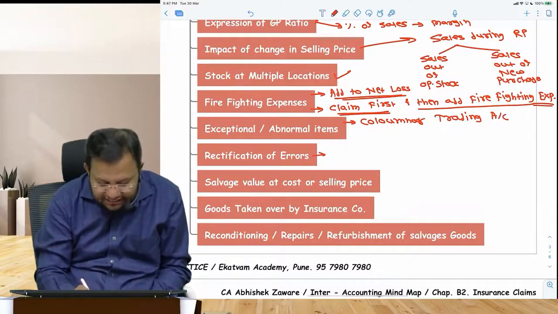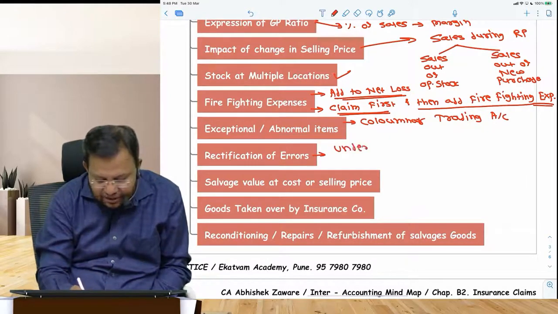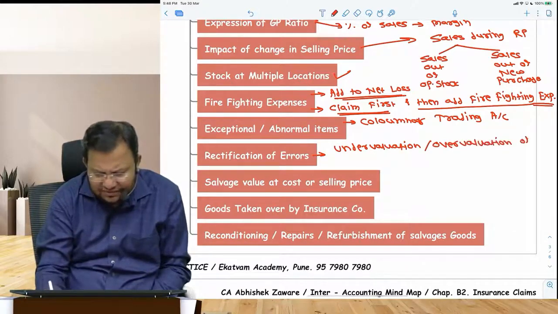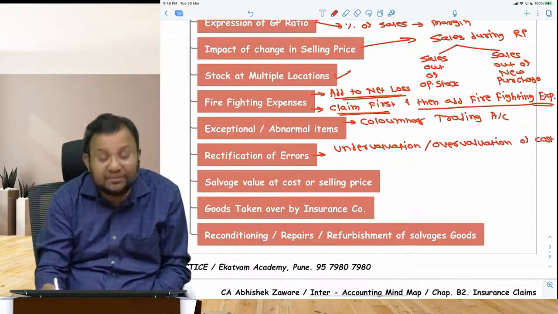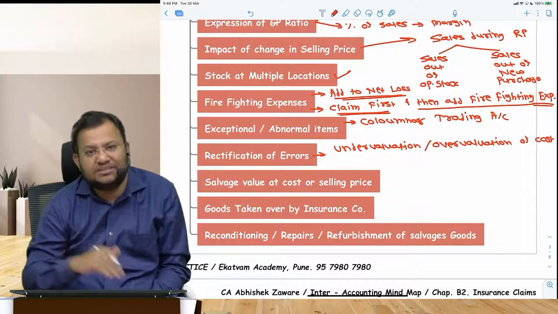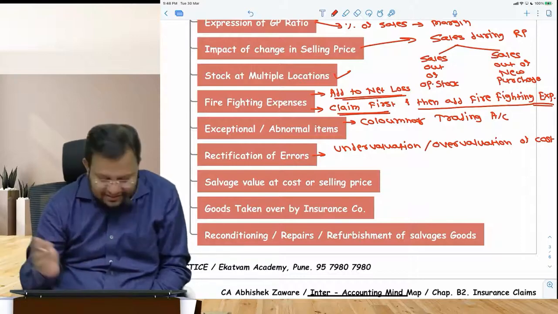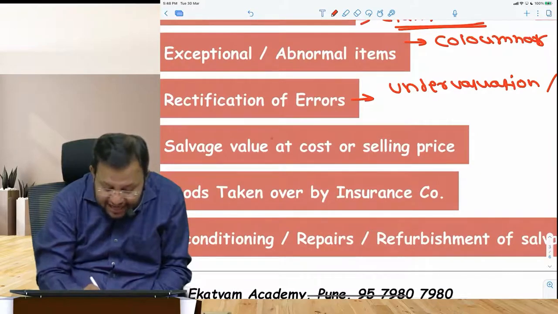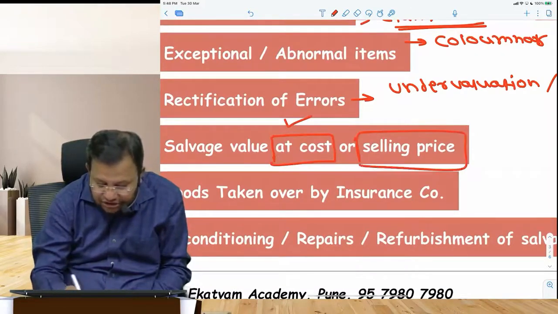You should rectify the error. Especially important errors are undervaluation or overvaluation of stock. Whenever the question says goods are valued at 90% of the cost and it does not give you a reason, it should be deemed that it's an error and you should rectify the error. Similarly, capital expenditure may be booked as revenue and vice versa. Salvage value should not be taken at selling price, it should be taken at cost.